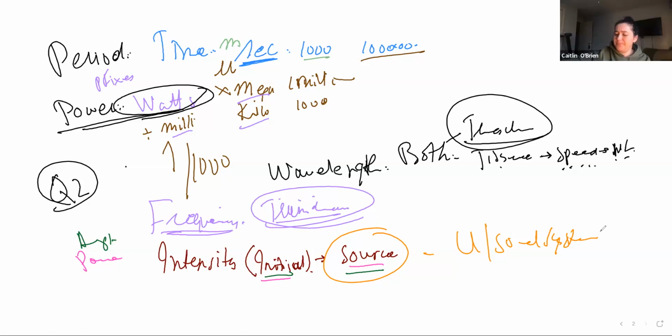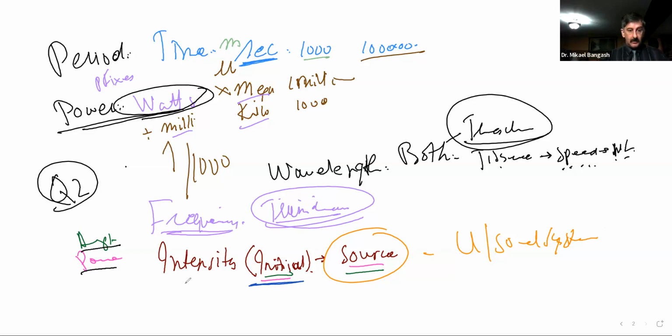Now, guys, why did they write initial? Because what we said about all these three parameters, whether amplitude, power, or intensity, is that they decrease as they propagate through the medium.